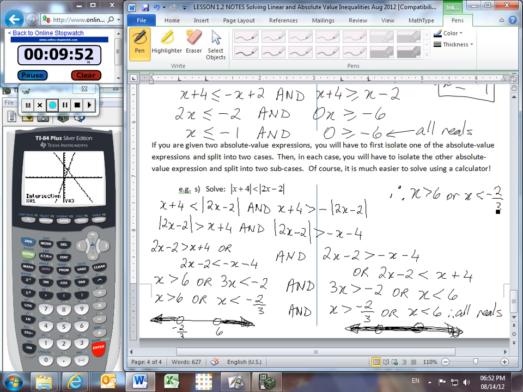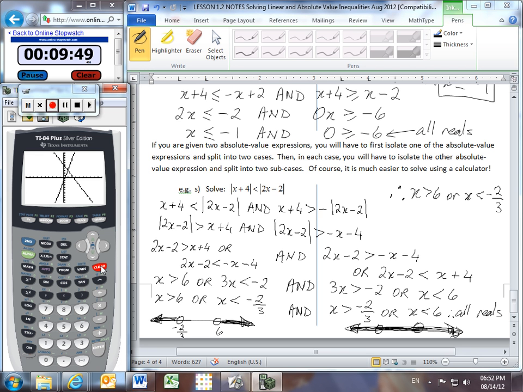And I want to show you another way that you could have done this using the calculator. So let's go over to our y equals, and we'll just clear these two equations that were in there already. And so my left-hand side is going to be the absolute value of x plus 4. I can make an absolute value sign in Math Num menu, and it's option 1. The absolute value of x plus 4. And my right-hand side is the absolute value, so Math Num abs, of 2x minus 2.